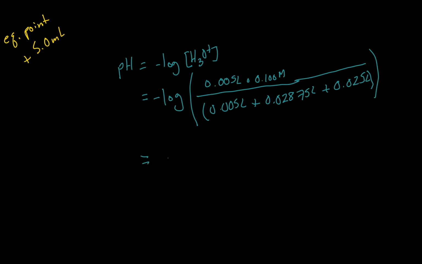Okay, give me a quick second to get you a total. So this will be the negative log of 5 times 1 divided by 5 plus 28.75. Okay, and that gives us a final pH of 2.07. And there we have it. That's our final value that we need to calculate.